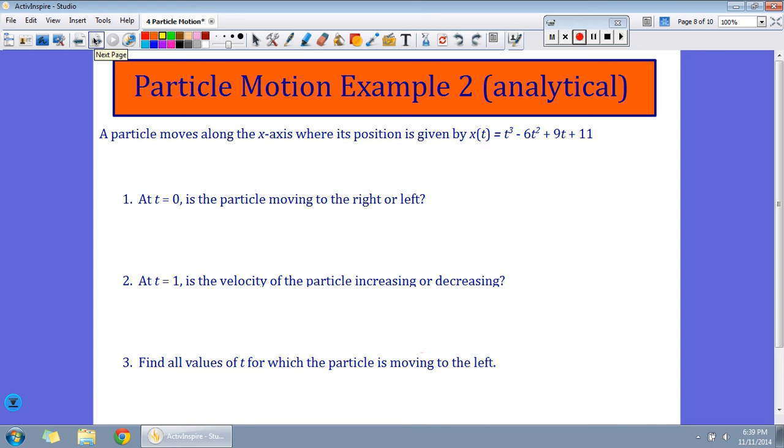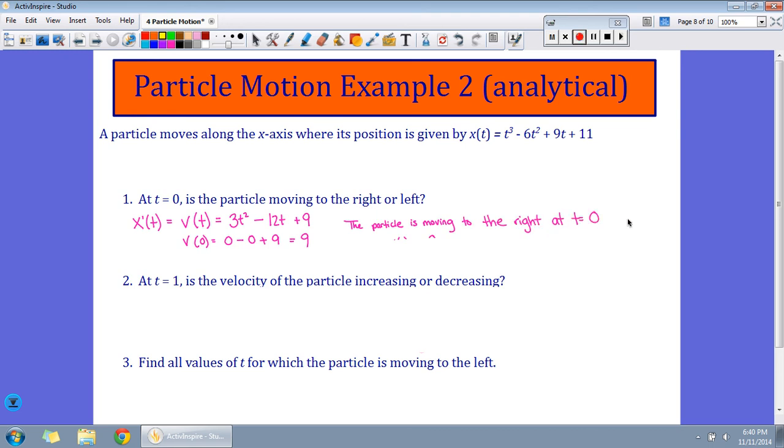Okay. For our next example, we're going to do an analytical one, and we are first asked if this function is moving right or left at t equals 0. Well, in order to do that, we need to figure out if the velocity function is positive or negative. So we're going to need the velocity function. The derivative of position, or v of t, equals 3t squared minus 12t plus 9. And if you plug in a 0, 0 minus 0 plus 9 equals 9. So the particle is moving to the right since the velocity at 0 is positive.